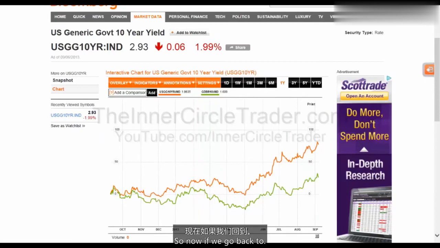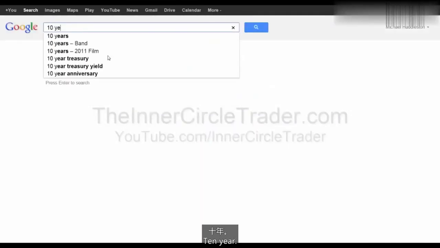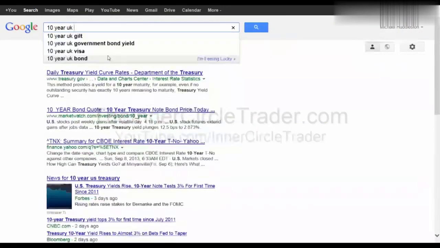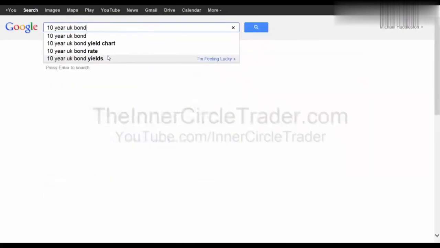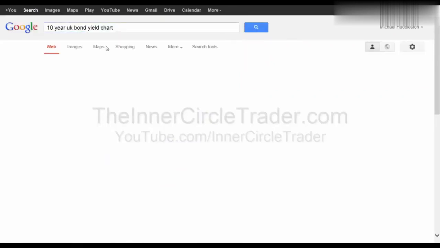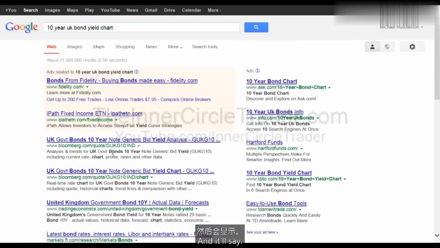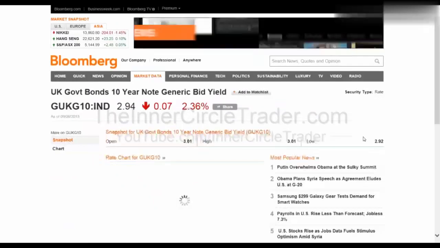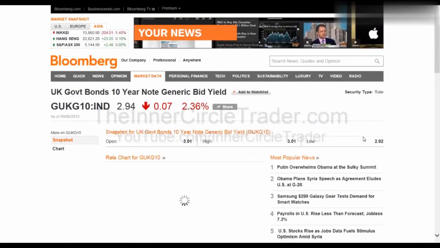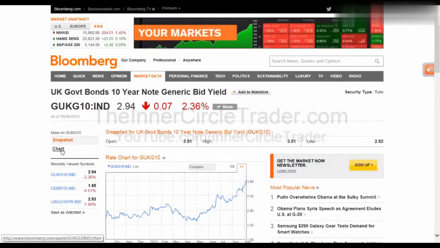Okay, so now if we go back to Google once again, and we do a 10-year UK bond yield chart, you're going to be looking for, again, the Bloomberg, and it'll say government bond 10-year note generic. The GUK, GU10IND. Okay, I'm just going to copy it from here and then actually open the chart up so you can see it. So now it's in my clipboard. I can just drop it in on my first chart for comparison reasons.